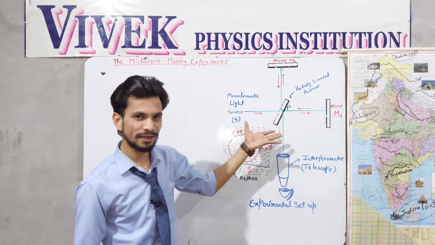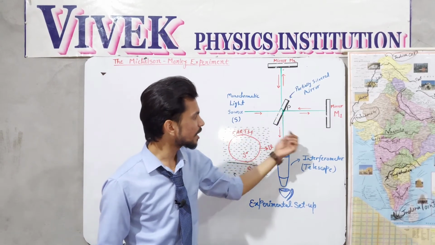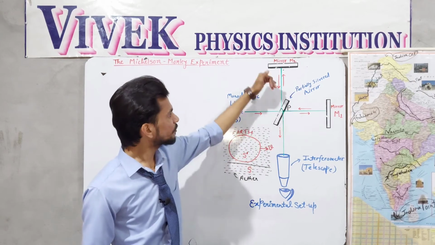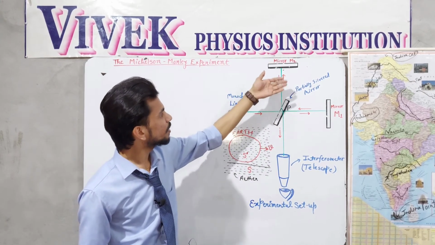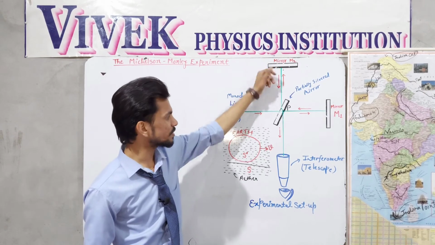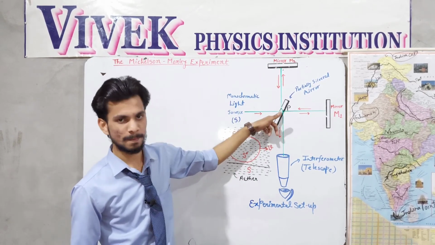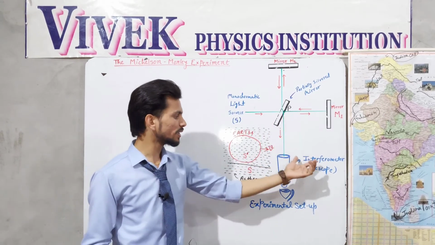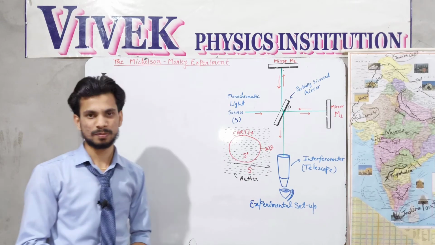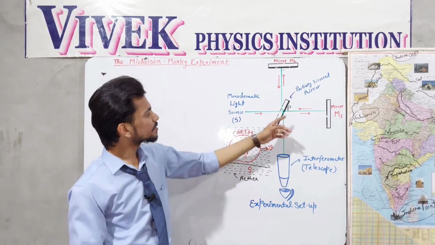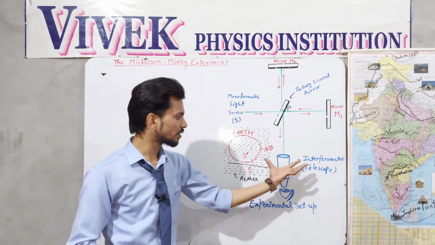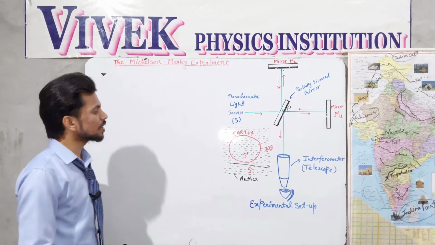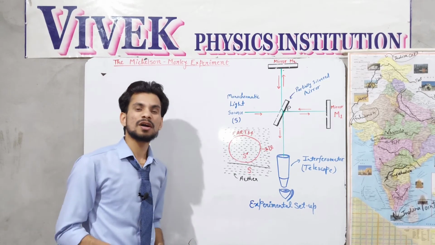Now these two rays, one coming from M1 after reflection, and the other part of the ray coming from M2 after reflection, interfere at this point P, and the interference can easily be seen through the interferometer or telescope with our eye. What happens at this point P will actually be seen through the interferometer. That's why we have taken the telescope here.